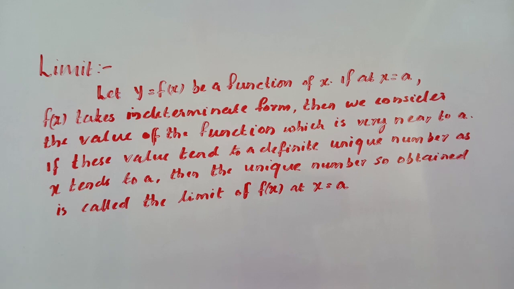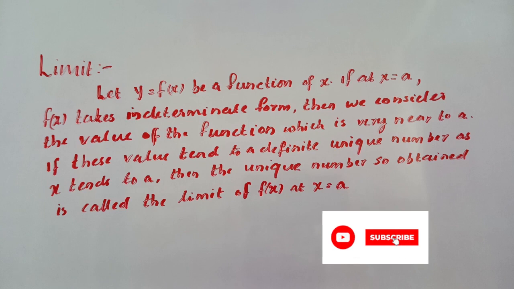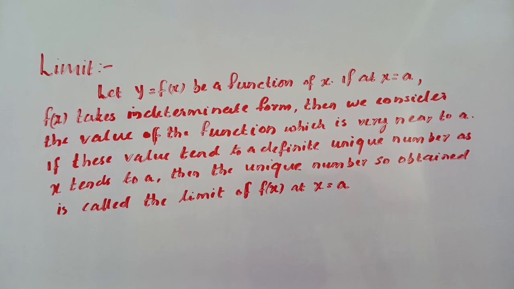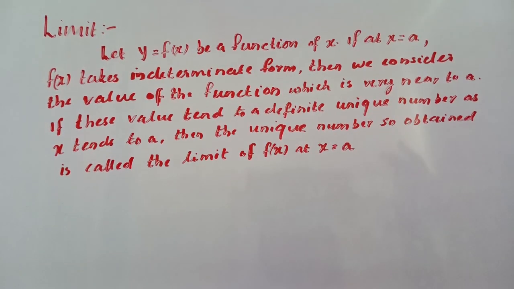Let y equal to f of x be a function of x. If at x equal to a, f of x takes indeterminate form, then we consider the value of the function which is very near to a. If this value tends to a definite unique number as x tends to a, then the unique number so obtained is called the limit of f of x at x equal to a. Okay, this is the definition of limit.